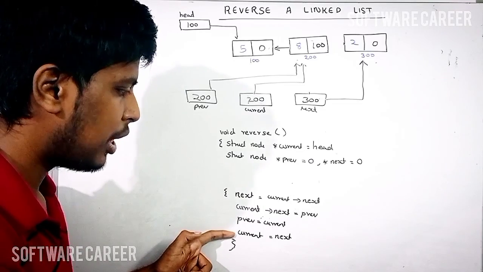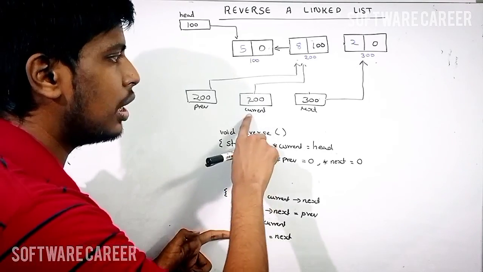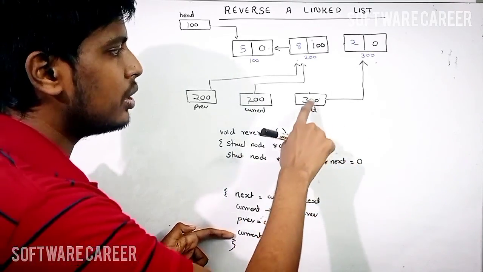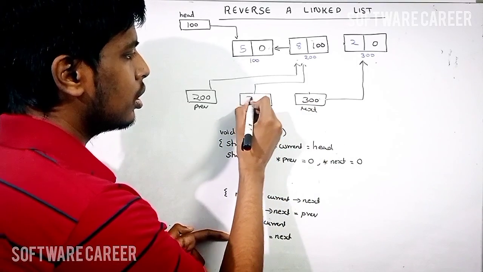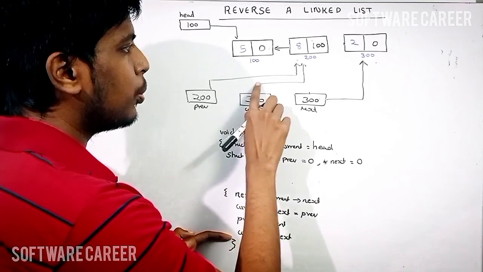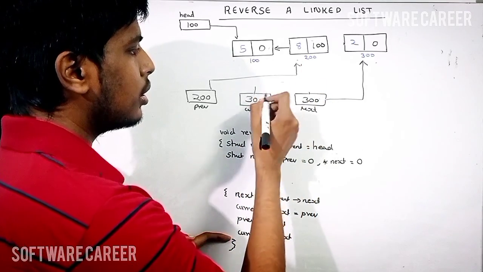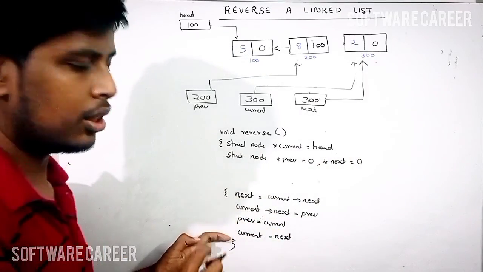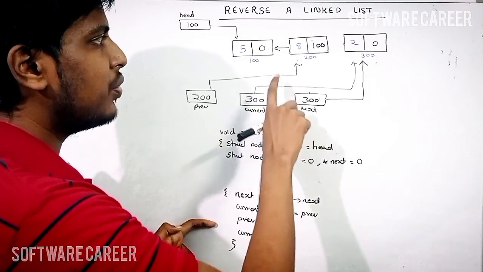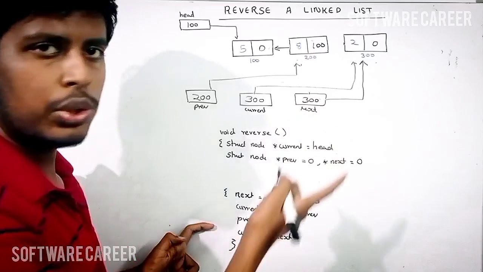Now what is the next step? Current equals to next. That means you are moving the current pointer one step ahead. Now what is next? 300. So that 300 is stored over here. So this pointer gets cancelled and this current pointer points to the third node having address 300. Now see, you have reversed the first node and second node.